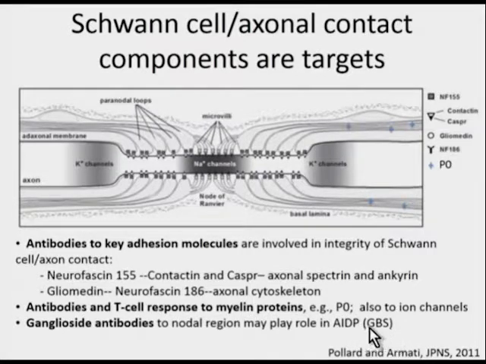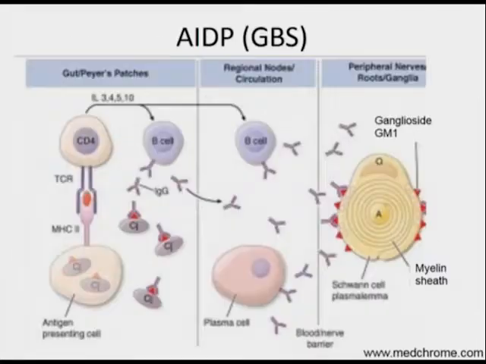For example, in Guillain-Barré syndrome or AIDP, acute inflammatory demyelinating polyneuropathy, one can also find ganglioside antibodies in the nodal region. And this is a diagram showing the effect of the antibodies on these ganglioside proteins here, the GM1 ganglioside. These are derived from B cells, either in the regional lymph nodes, and it's thought that perhaps these may originate from Peyer's patches in the gut. It's also possible that these could be triggered by some sort of viral infection.